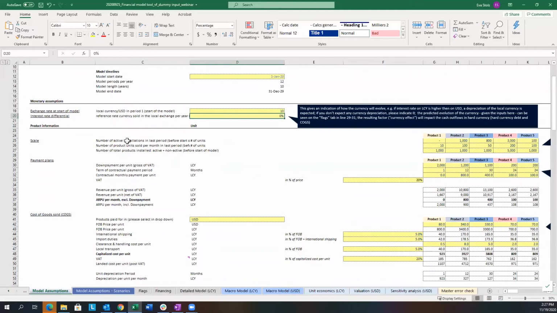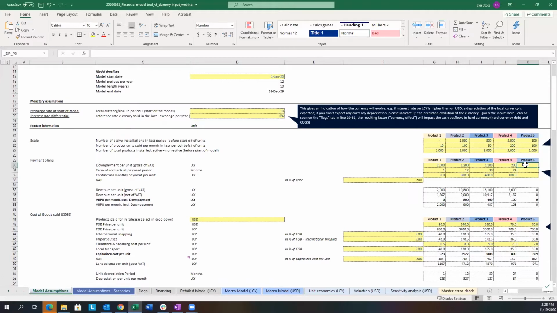Then here you have to input the scale of the business at the start of the model. So how many installed units do you have as you start projecting? Then here you have to indicate the payment plans for the different products. And I just want to give you an example, so I'll fill in the values here for product 5, how you do that.